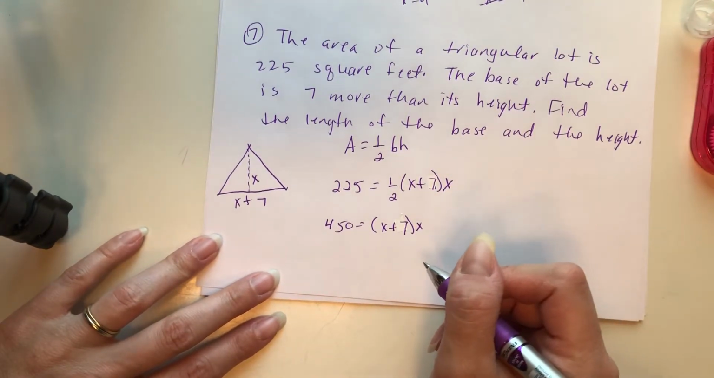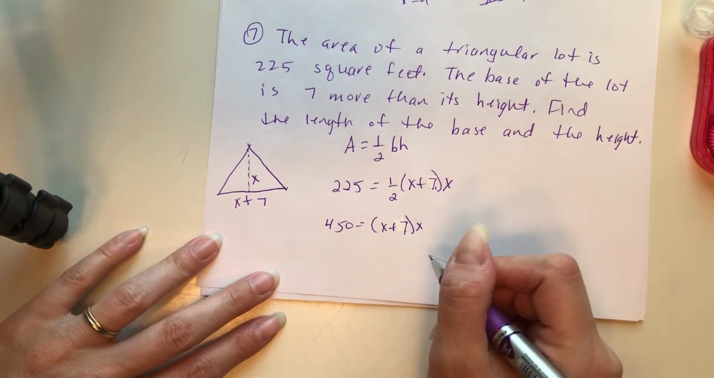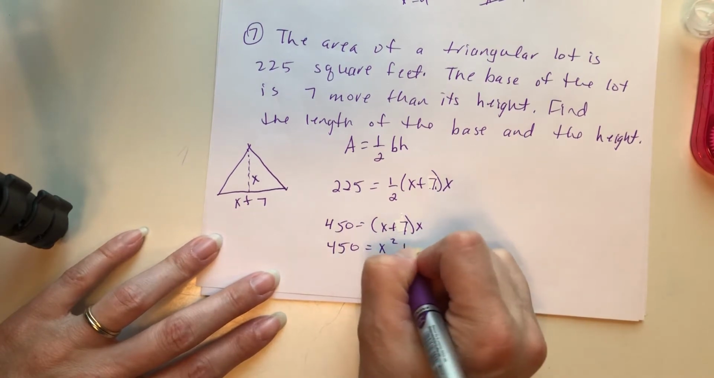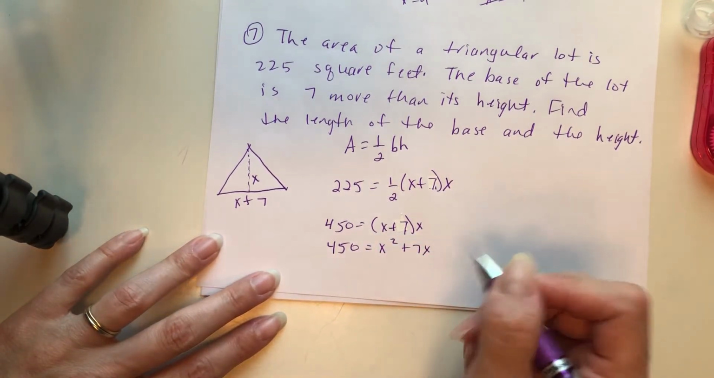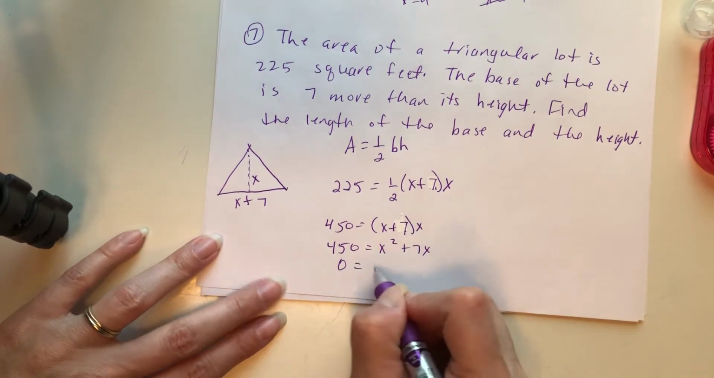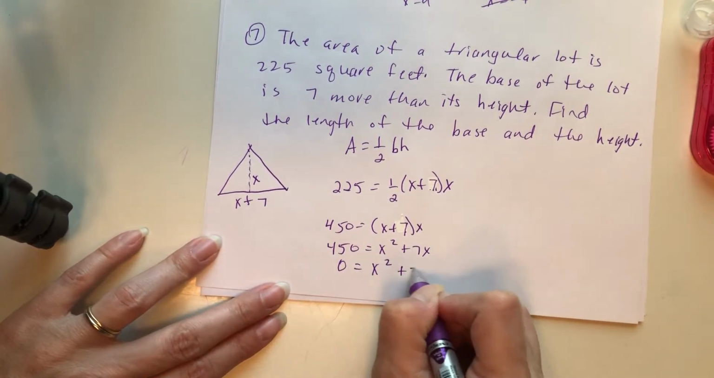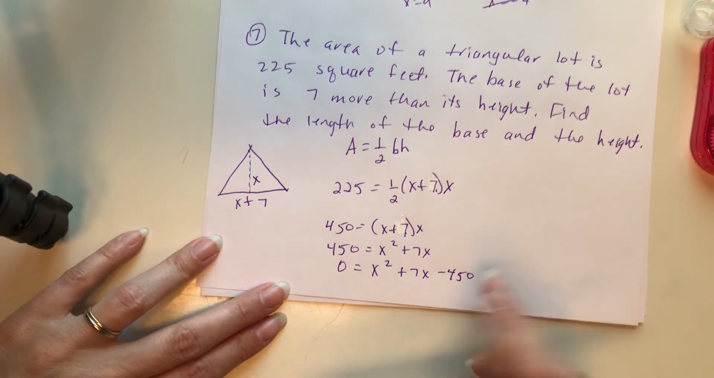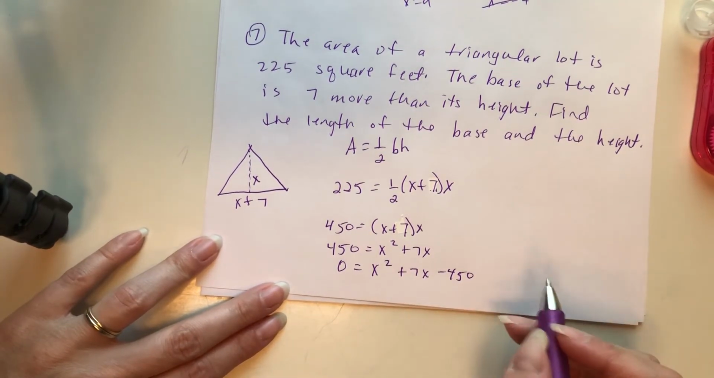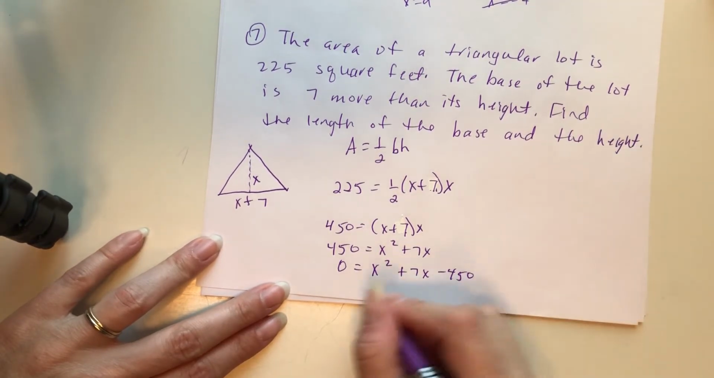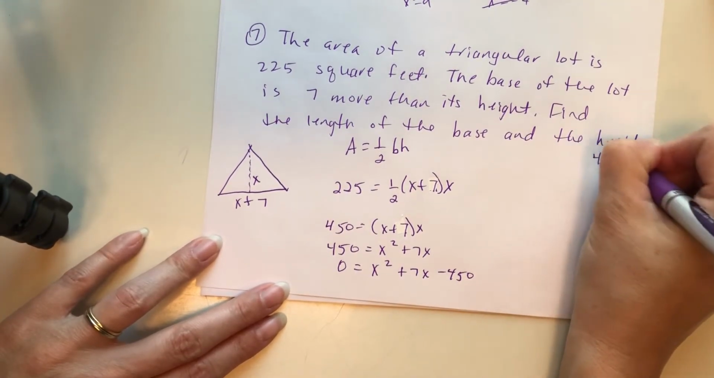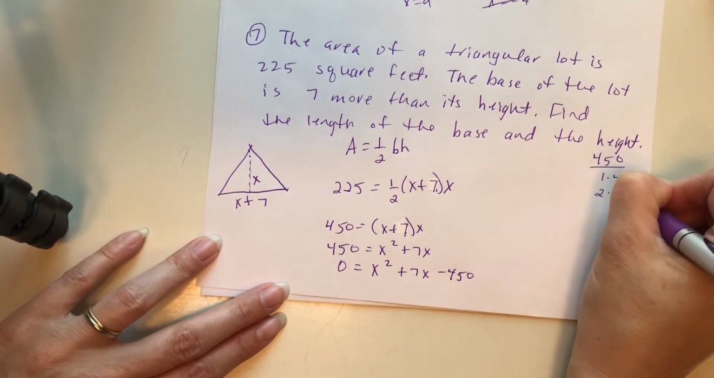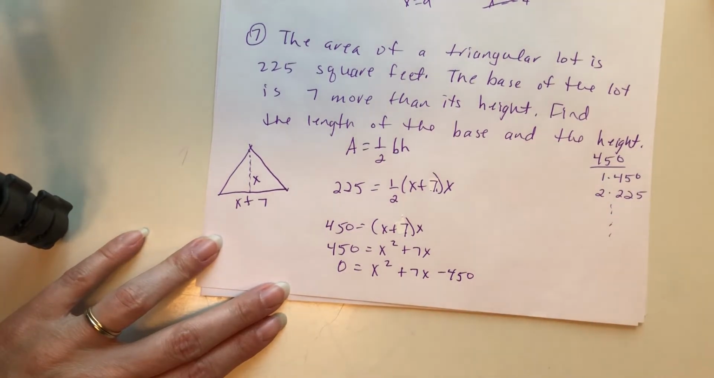So I'm going to work on getting this into my standard form. So 450 equals x squared plus 7x. Now subtract 450 on both sides so it's equal to 0. 0 equals x squared plus 7x minus 450. And then I need to factor this. So I can start looking at it: 1 times 450 is 450, 2 times 225. I can keep going with that.